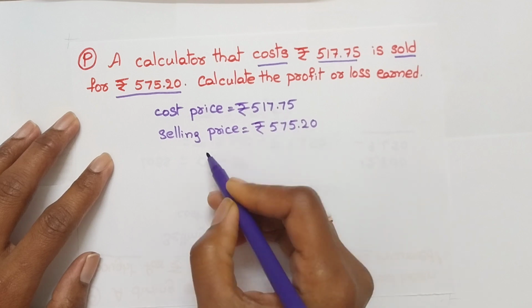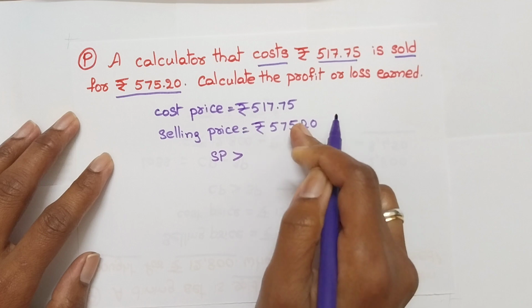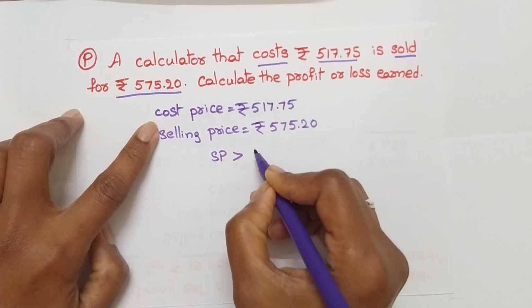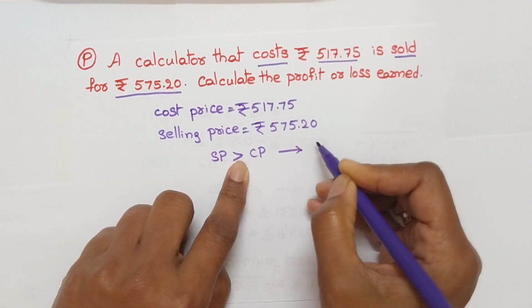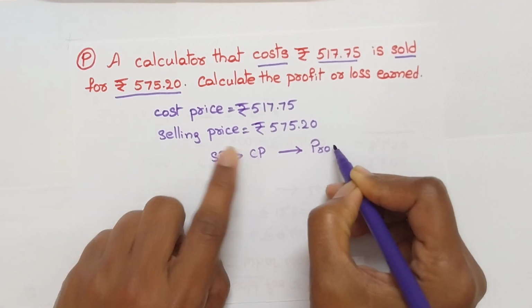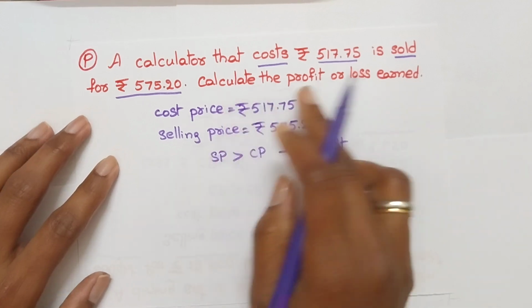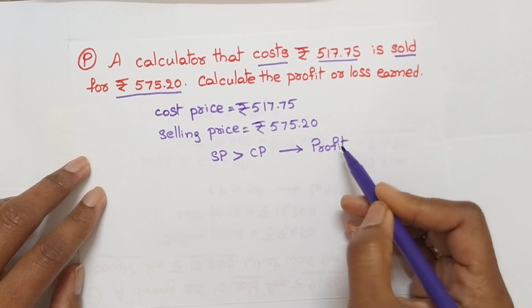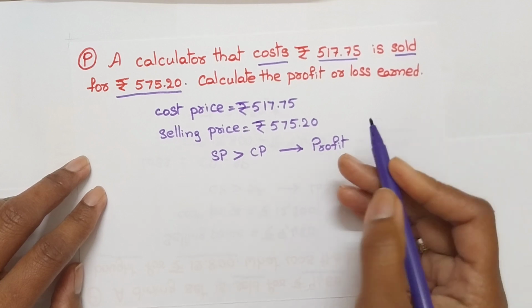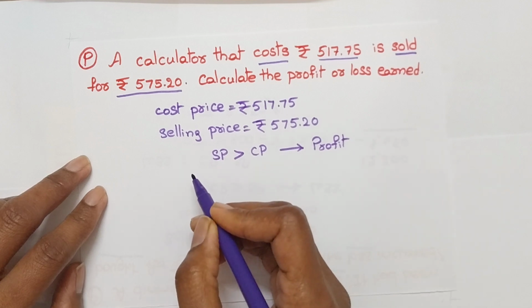Here which is the greater value? Selling price. Selling price is greater than cost price. Selling price greater than cost price means profit. If selling price is more, profit. So, calculate profit or loss. We know that it is profit only. Now we need to do the calculation for the profit.